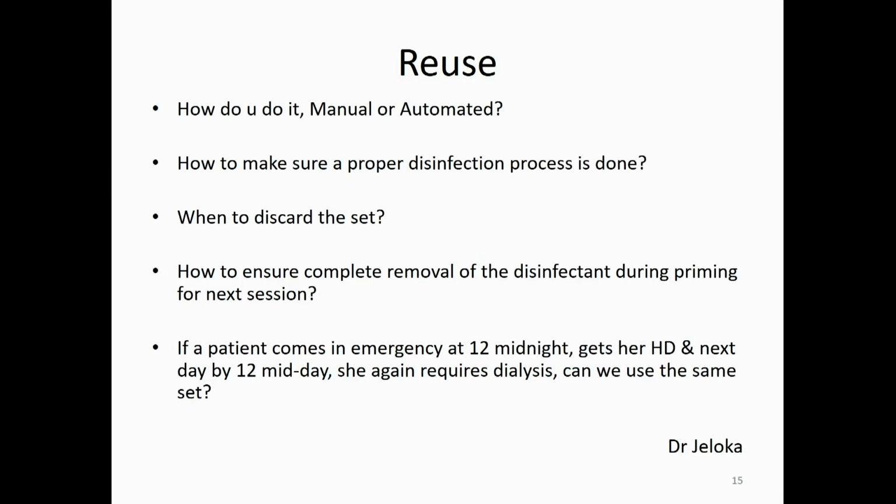Okay. So then we come to reuse, a much debated topic. How do we do it, manually or automated? How to make sure that the proper disinfection is done by the technician, and when to discard the set?